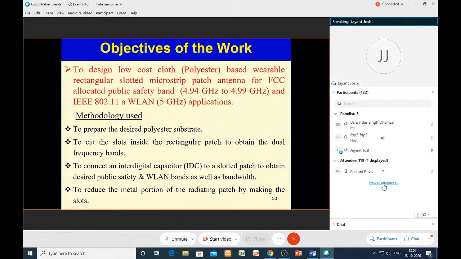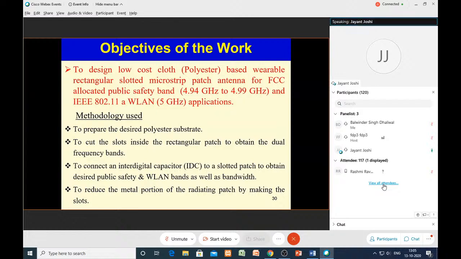So what are the objectives for this work? Here we use a polyester substrate, and now it is a dual band antenna. One band is for the FCC public safety band, 4.94 gigahertz to 4.99 gigahertz, and the other for IEEE 802.11 WLAN, 5 gigahertz applications. Here we have used a polyester substrate. Another aspect I want to tell you is that you can think of adding additional components to your microstrip patch antenna. What are these particular points? You can use an interdigital capacitor, IDC. You can use a shorting pin, which acts as an inductor. The capacitor gives you some capacitance, and you have to use some mathematics so that you can get your desired frequency bands.